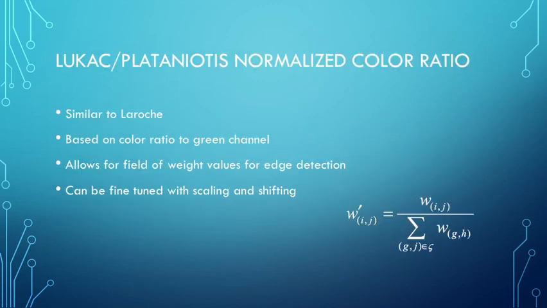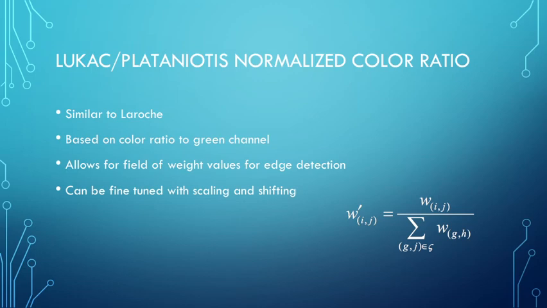The main method that we'll be discussing today by Lukács, and I'm just going to call it normalized color ratio for now, or the normalized method. It's similar to LaRoche, but instead of a color difference metric, it's based on color ratio to the green channel. This method also allows for a field of weight values for edge detection, which you can create with a Sobel operator or some other form of gradient.